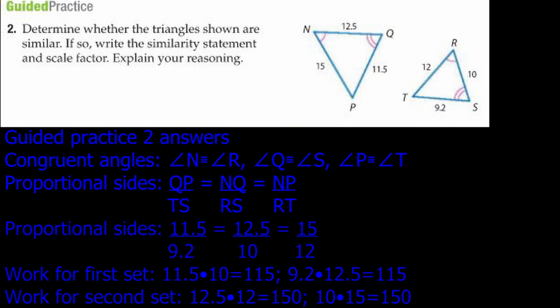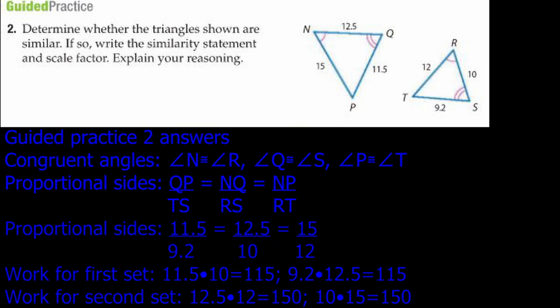Then you substitute in all of the numbers. QP is 11.5, NQ is 12.5, NP is 15, so the larger numbers are all on top for each fraction. TS is 9.2, RS is 10, RT is 12. All of those numbers are from the smaller triangle. They go on the bottom in ascending order. And then you cross multiply.